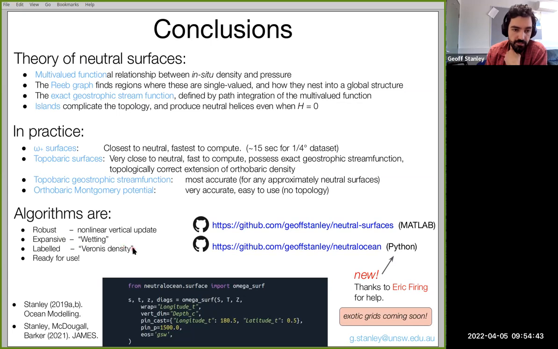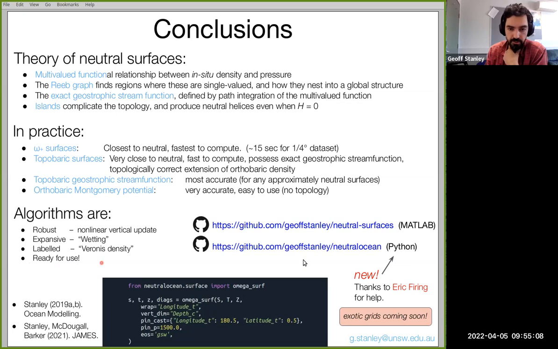Two other things I didn't get time to talk about. They're expansive now. So there's a capacity for these algorithms to do wetting. So if the surface outcrops at the sea surface, say, but then at the next iteration it wants to come back into the water column, these algorithms can now handle that. And there's also a density label, like kilograms per meter cubed. You could say my omega surface has a Veronis density, we call it, of 1027.5 or whatever it is.